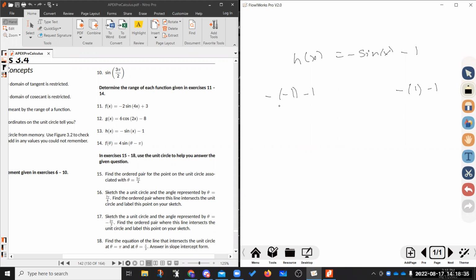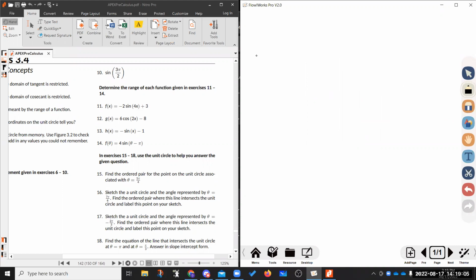So this is going to be 1 minus 1 is 0. It's going to be negative 1 minus 1 is negative 2. That's clearly smaller. So my inequality signs are going to go this way. h of x, h of x, h of x. And so lower bound is -2, upper bound is 0.